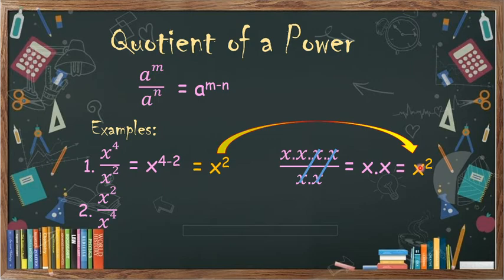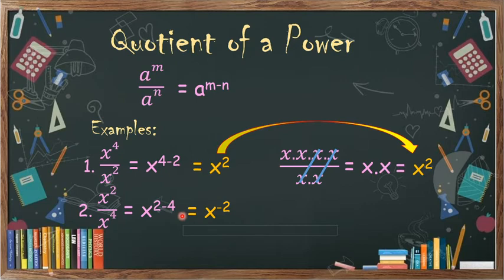Another, x squared divided by x to the 4th power. Subtract 2 and 4. As you can notice, the dividend here is less than the divisor, or the minuend here is less than the subtrahend. So we can get here a negative answer. And based on our objective, our final answer must be in positive exponent form.